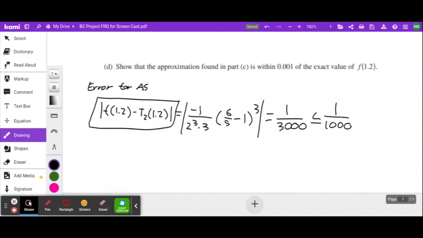For a correct error form, we use alternating series error form. You could have used the Lagrange bound. And our last point was for correctly analyzing it, showing that it is in fact less than 1 over 1,000.